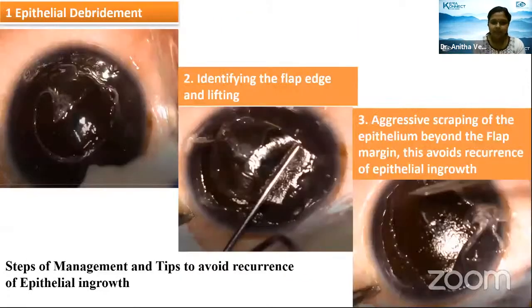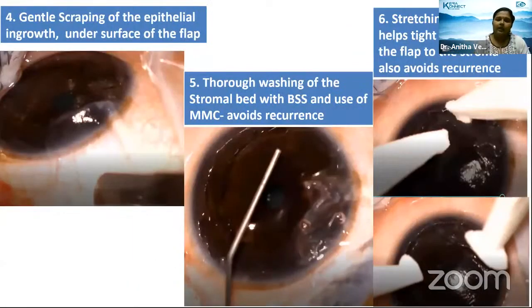The important surgical steps would be epithelial debridement, then identification of the flap edge and unfolding of the folded flap, and then lifting and scraping of the epithelium beyond the flap margin. Then scraping of the epithelial growth from the stromal bed as well as from the undersurface of the flap, thorough washing, usage of MMC, and then stretching of the flap and suturing of the flap.